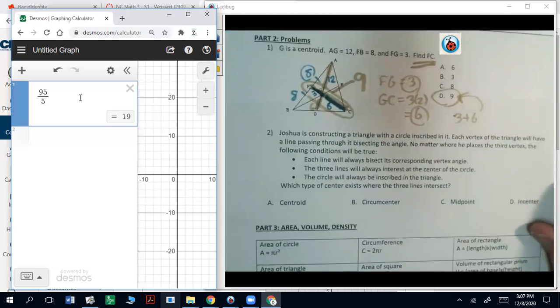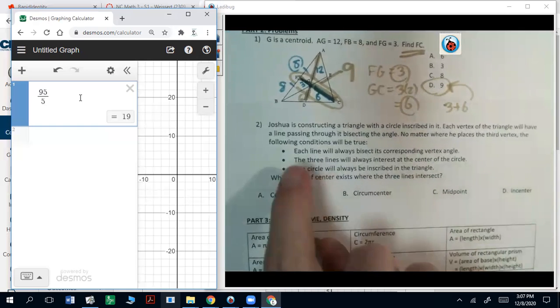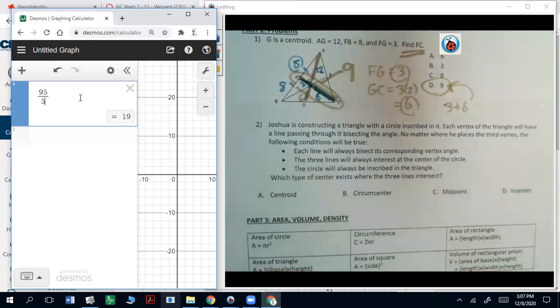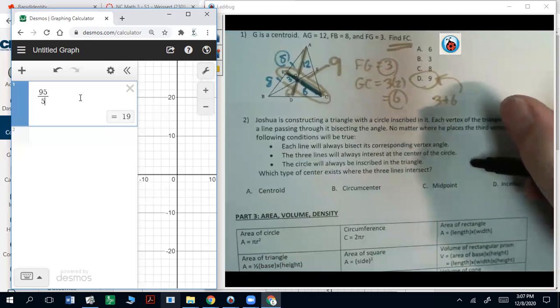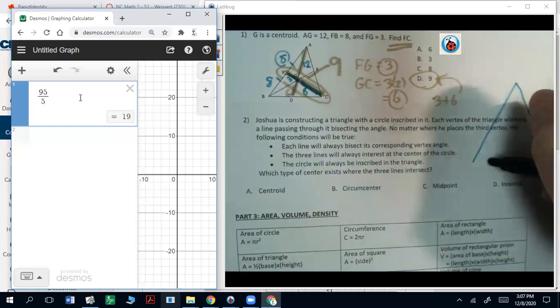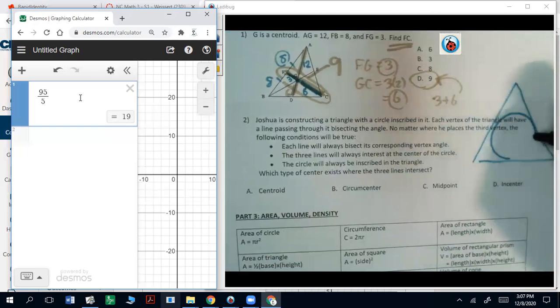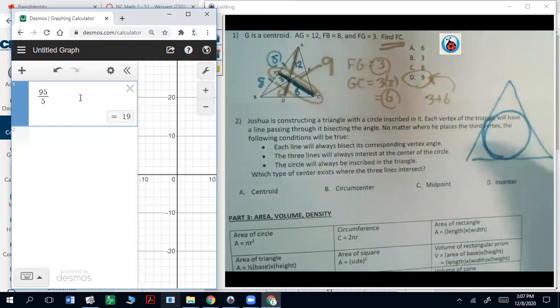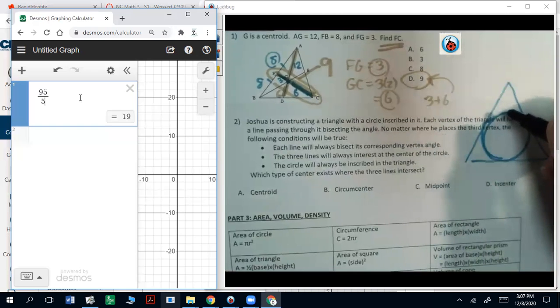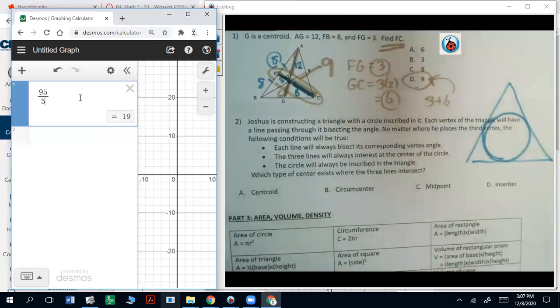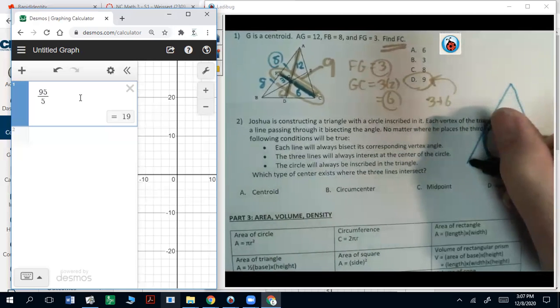Another question that has come up before. Joshua is constructing a triangle with a circle inscribed in it. So let's draw that. A circle inscribed in the triangle will look like that. Each vertex of the triangle will have a line passing through it bisecting the angle. So we are drawing angle bisectors.